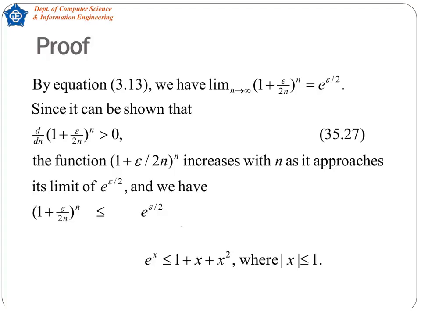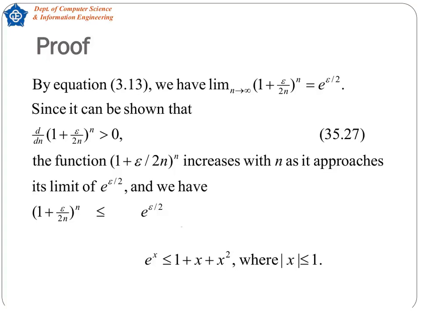Building on our previous bound, let's take a closer look at the sequence (1 + ε/2n)^n. From equation 3.13, we know it converges to e^(ε/2) as n approaches infinity. By differentiating with respect to n, we see its derivative is positive, so the sequence rises steadily toward that limit. In particular, for every finite n we have (1 + ε/2n)^n ≤ e^(ε/2).